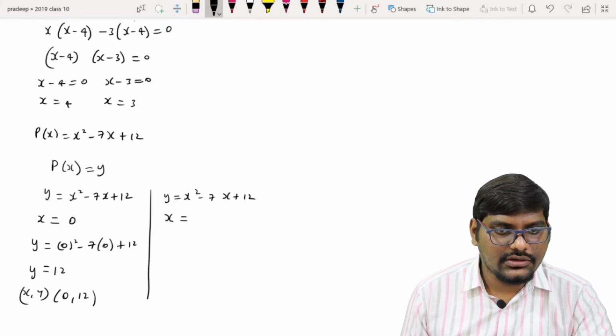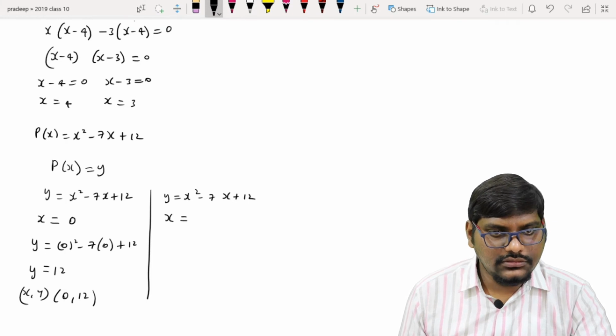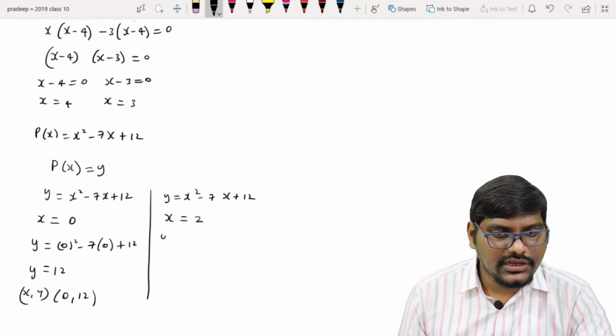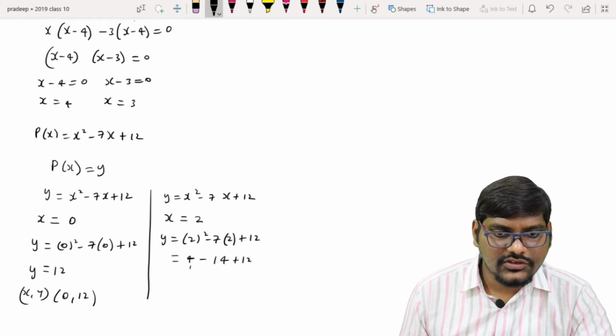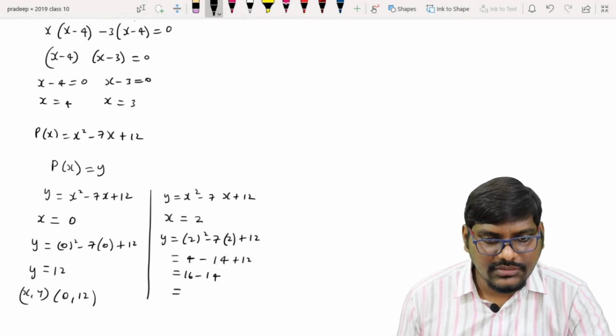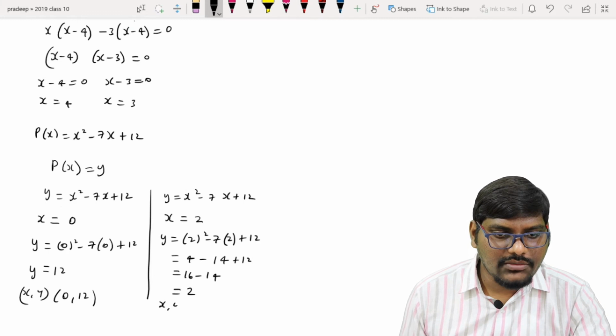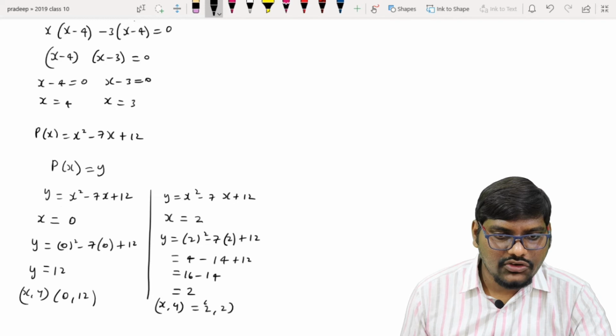Here I am taking x equal to 2. In the place of x I'm substituting 2, so y equals 2 squared minus 7 into 2 plus 12. 2 squared is 4, and 7 twos are 14, so we have 4 minus 14 plus 12, that is 16 minus 14, which is 2. So x comma y, we took x as 2 and y we got as 2.